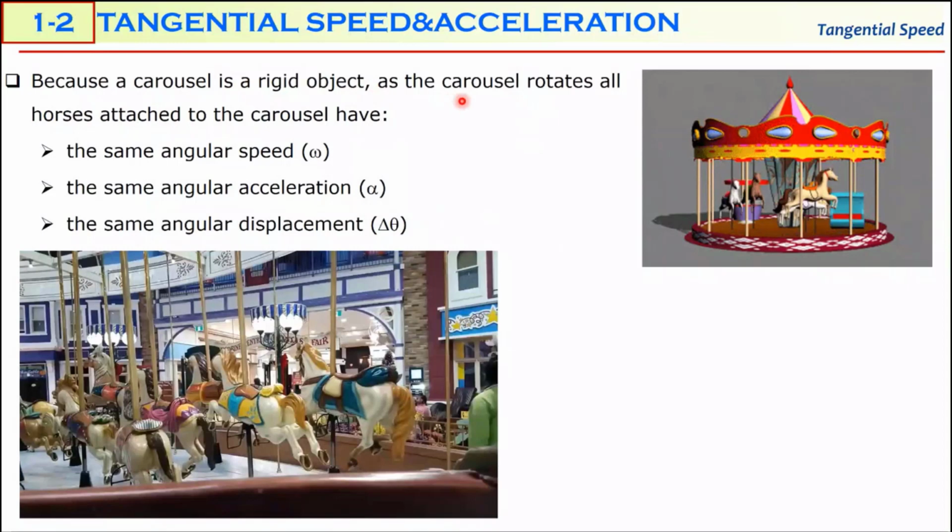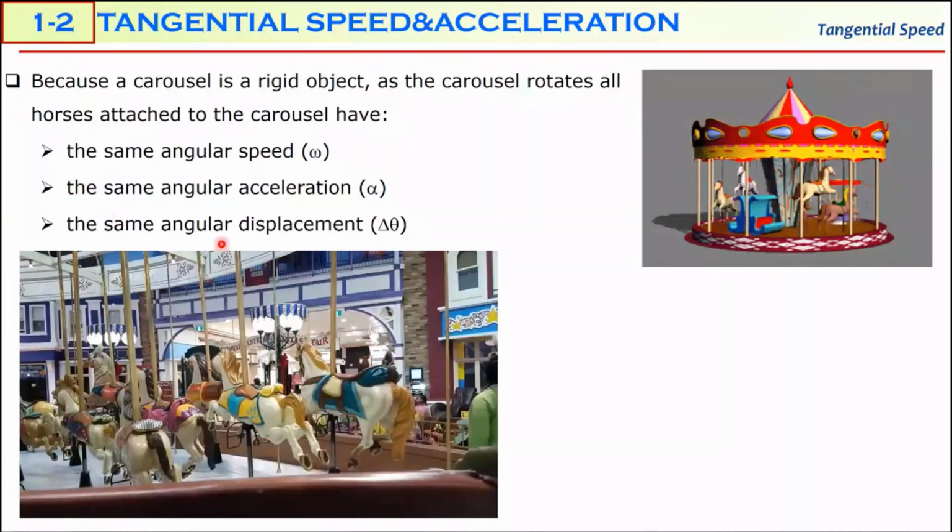Because the carousel is a rigid object, all horses on the carousel will have the same angular speed, the same angular acceleration, and the same angular displacement. That is, if one of the horses turns 90 degrees, all horses turn 90 degrees. If one horse completes one revolution, all other horses complete one revolution. That's why their angular displacements are equal. If one horse is moving with 5 radian per second, the other horse is also moving with 5 radian per second, because their angular speeds are the same. If they are speeding up, they are speeding up together. Their angular accelerations are the same.